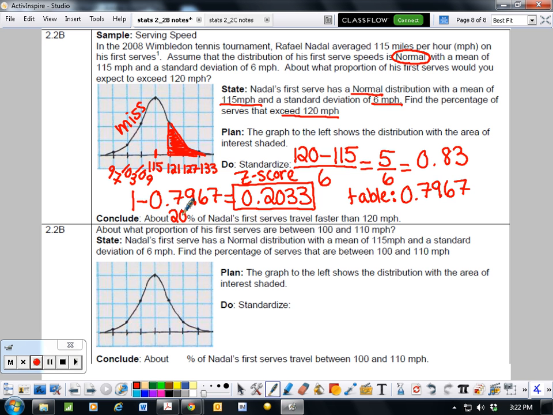Now we're going to build off that idea and look at what proportion of his serves are between 100 and 110 miles per hour. I still have that same graph. I've got the 115, the 121, the 127, the 133, 109, 103, and 97. And we want to know between 100 miles an hour and 110 miles an hour.